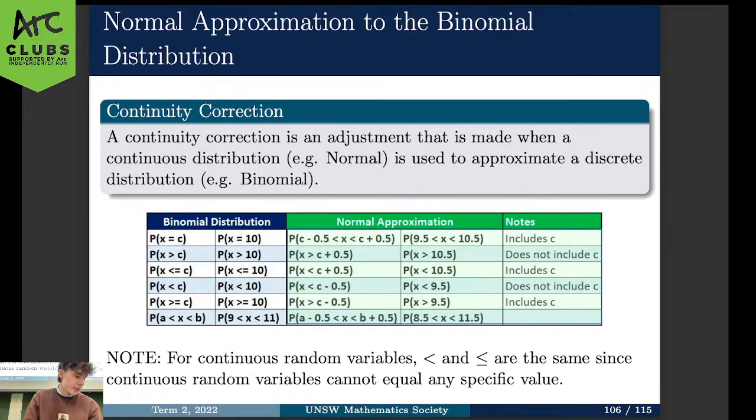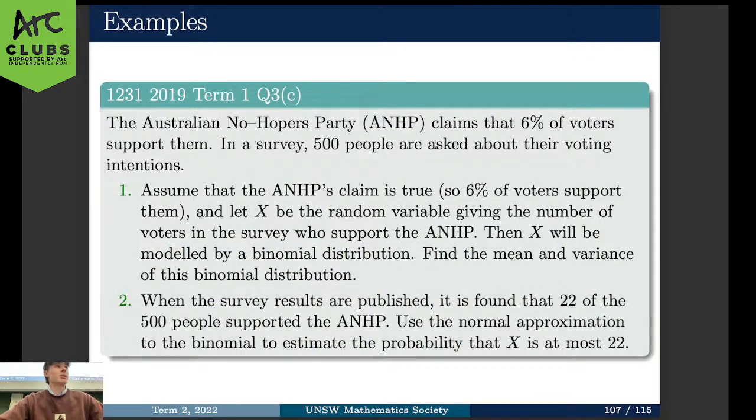So now let's apply this in a question here. The Australian No Hopers Party claims that 6% of voters support them. In a survey, 500 people are asked about their voting intentions. So assume that the party's claim is true, so 6% of voters support them. And let X be the random variable giving the number of voters in a survey who support them. Then X will be modeled by a binomial distribution. Then find the mean and variance.